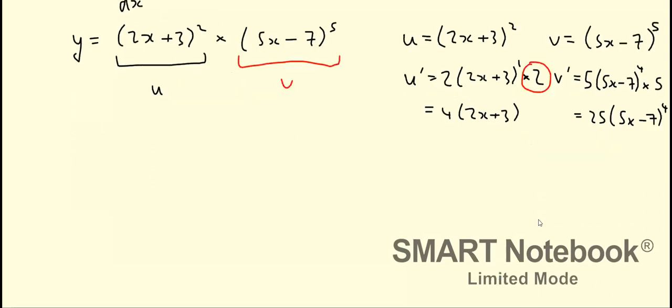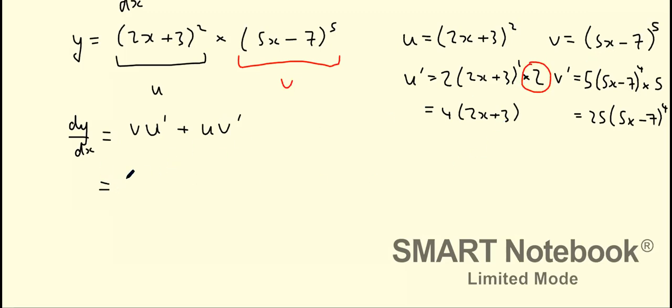Now we're going to use the product rule. dy by dx is vu dash, so that means v times u dash plus u times v dash. So it's like cross multiplying really.